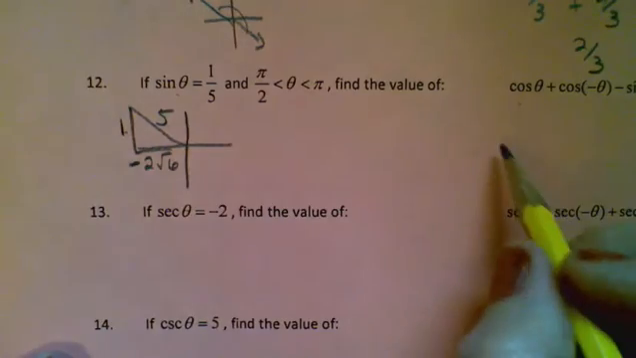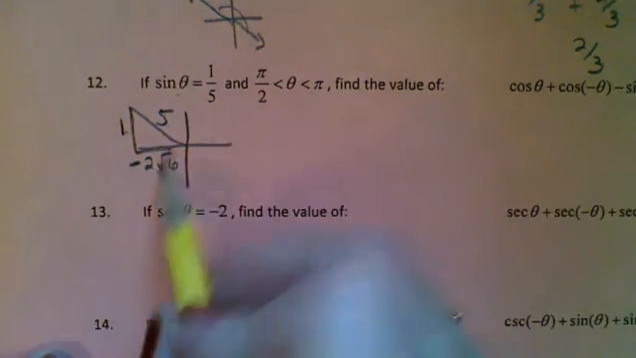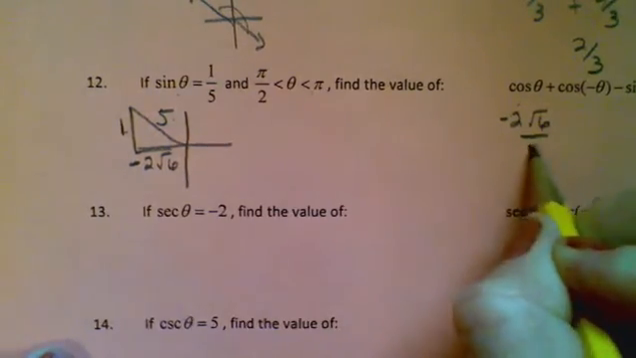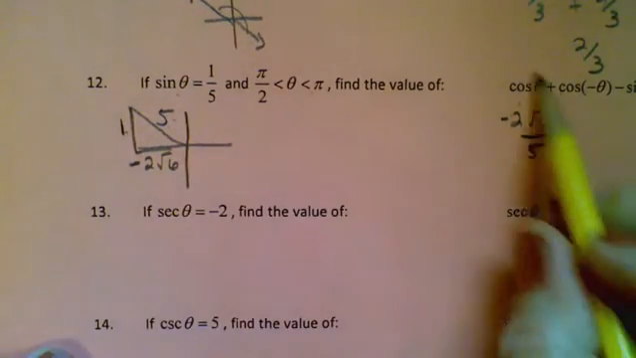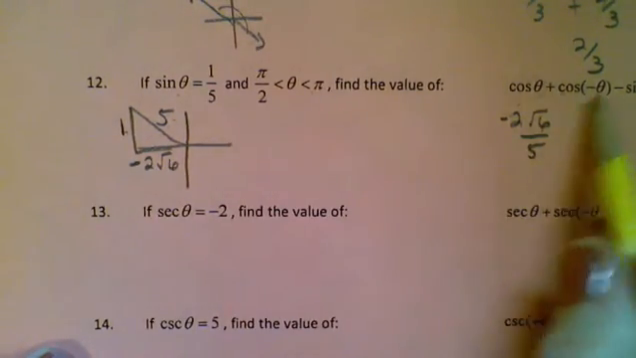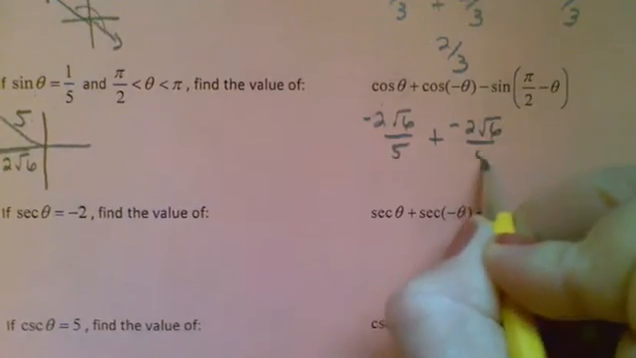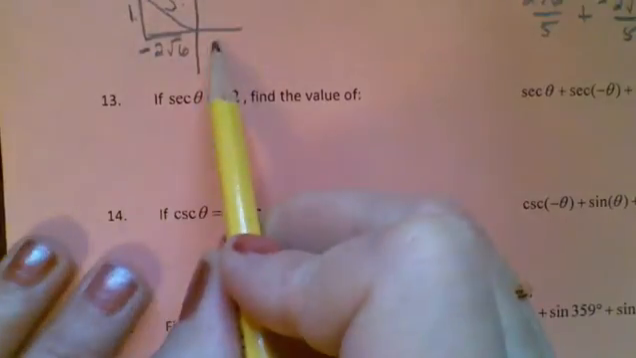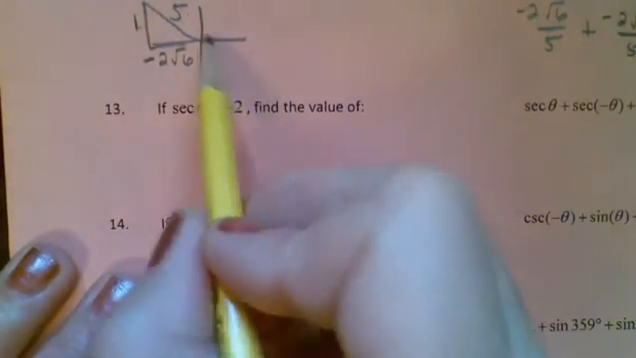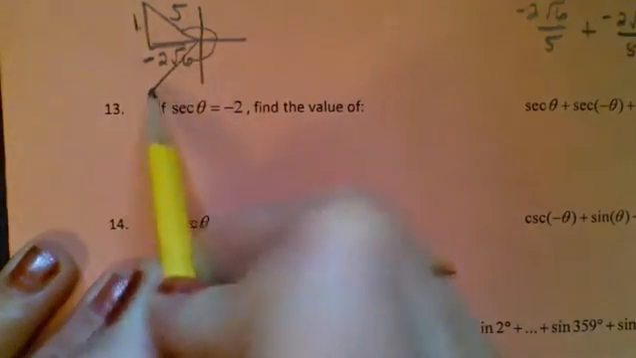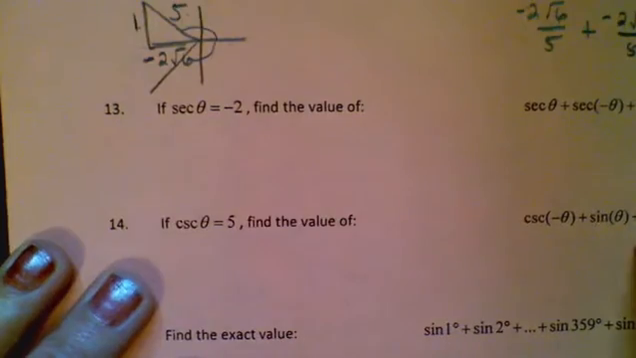So when it says what's the value of the cosine, remember cosine is x over r, so negative 2 radical 6 over 5. The cosine of negative theta, if I know the cosine of theta, is going to be the same thing because it's even. And again, if this is theta from here to here, then our negative theta has to go from here to here. It still would have a negative cosine.